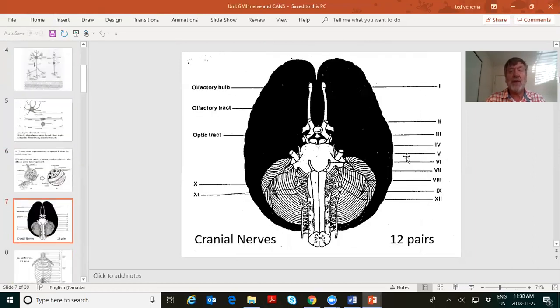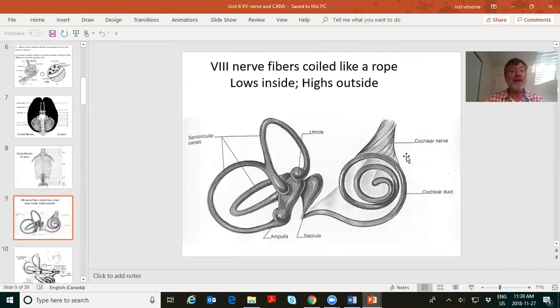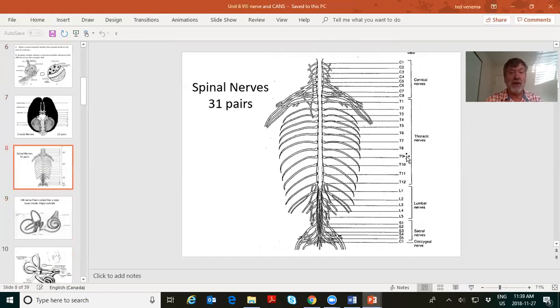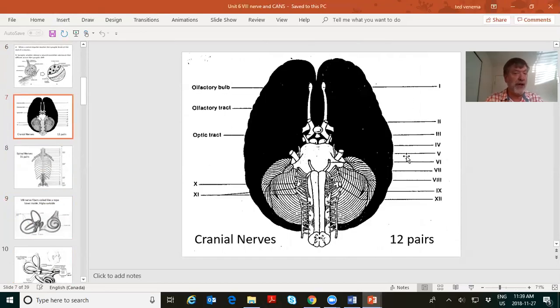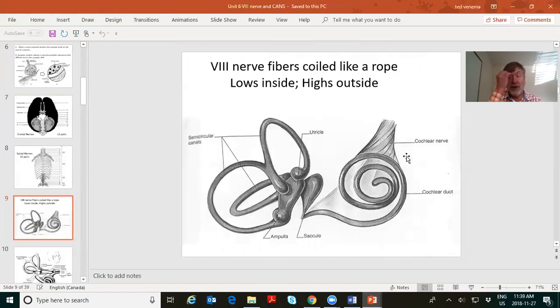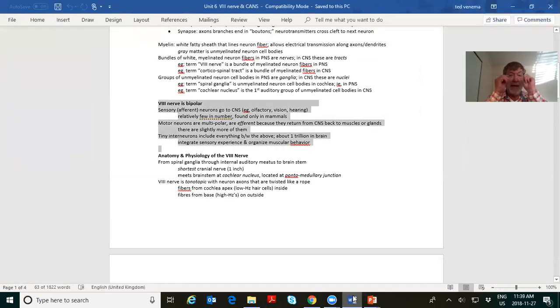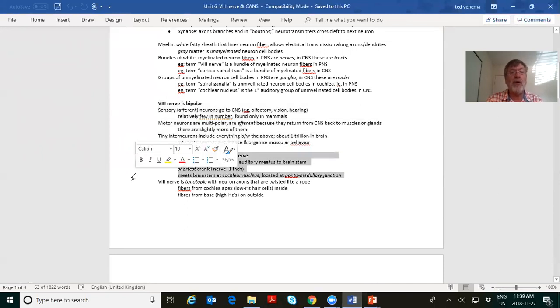So, now we look at the eighth nerve in and of itself. These slides here are showing you the spinal cord, brain stem, you know, with its cranial nerves. Looking at the eighth nerve itself, and when you do that, bottom of the page, remember that it's the shortest cranial nerve. Remember where it meets the brain stem, at the pontomedullary junction.